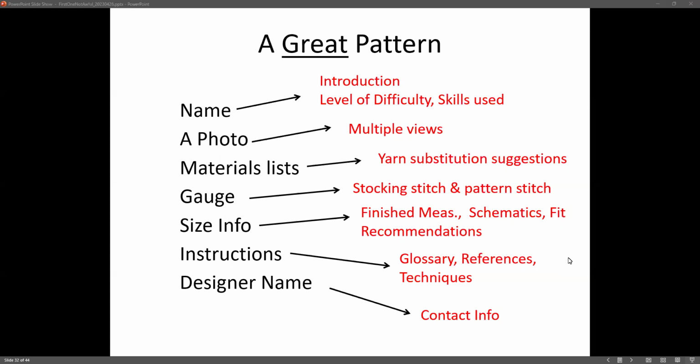And in the size information, I don't just want small, medium, or large, but I want to know who it fits. I want to see schematics. I want to see finished measurements. I don't just want instructions. I want a glossary and references and techniques. I don't just want one photo, I want multiple photographs. I don't just want a name of the pattern. I want you to tell me about it. Give me a sense of the level of difficulty. Level of difficulty is kind of fungible. It's a bit weird, but I want something that's maybe going to tell me what skills are used, or what techniques I need to know before I launch into the project.